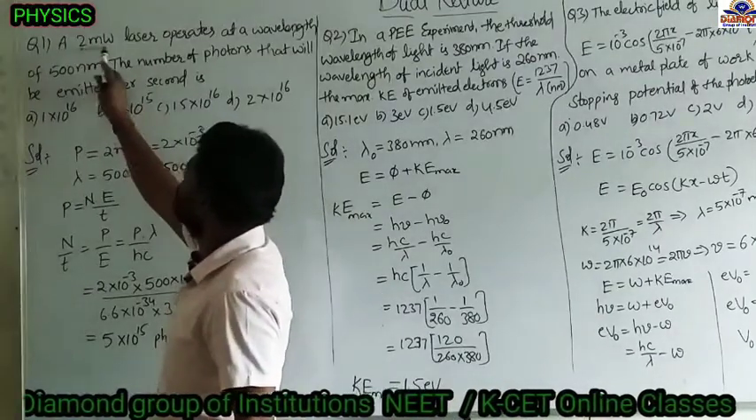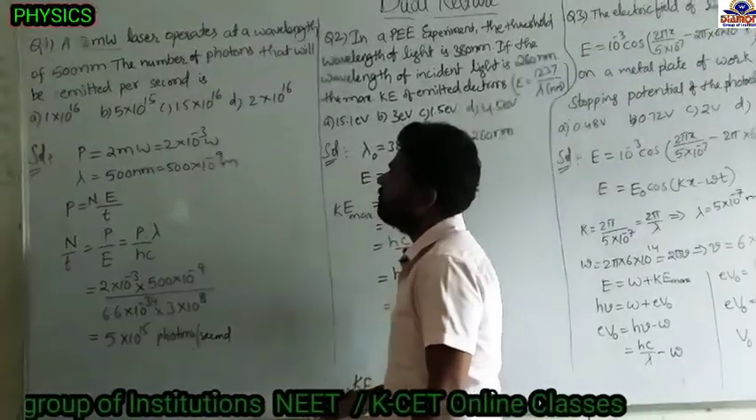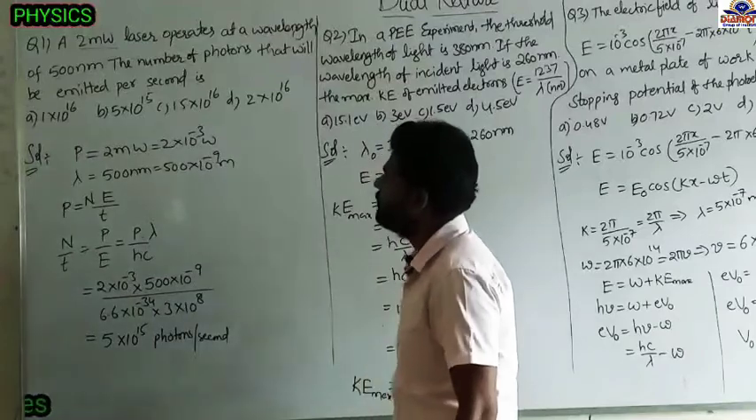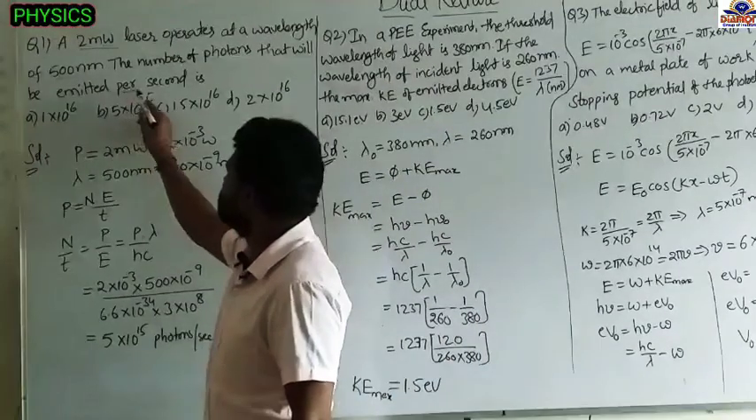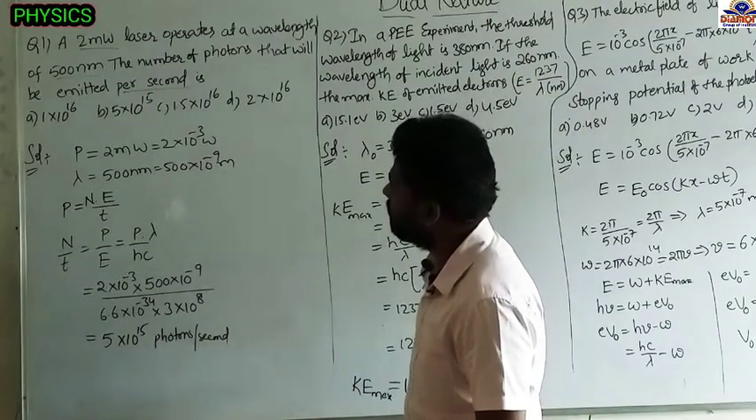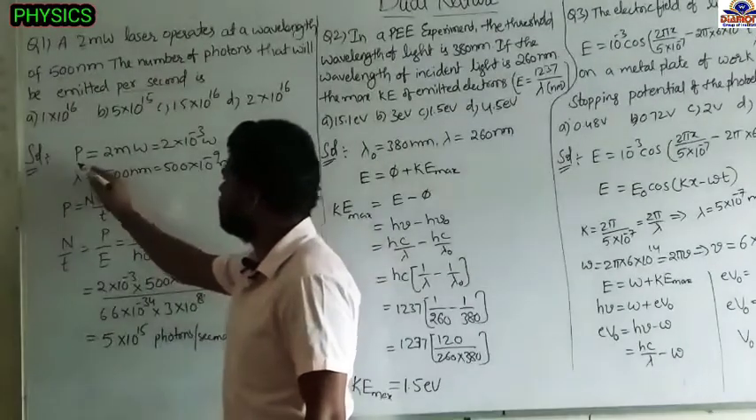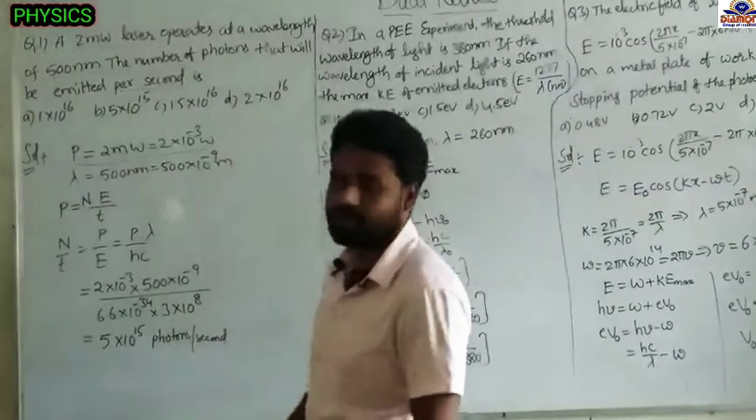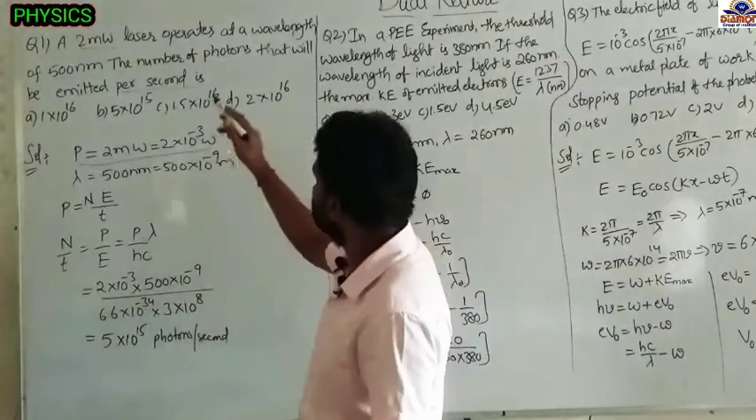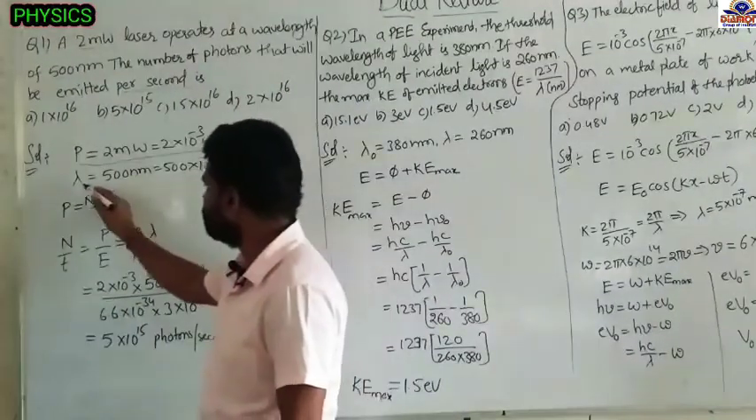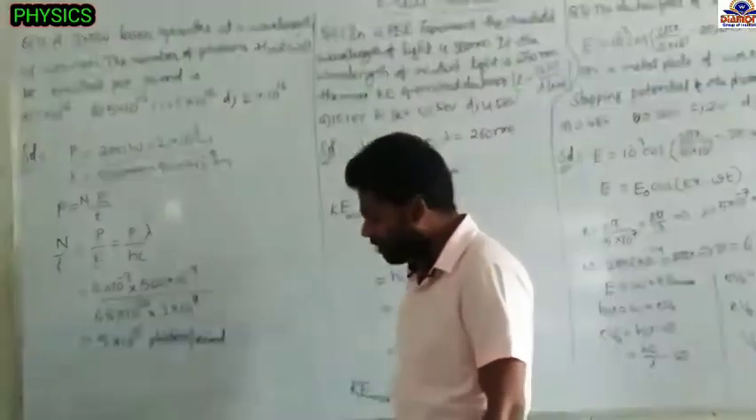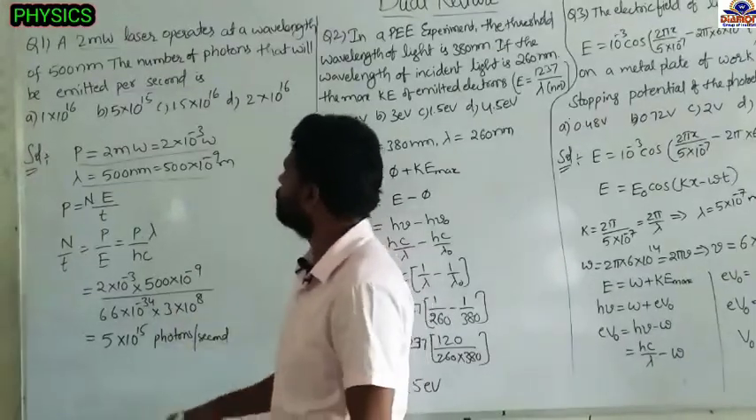A 2 milliwatt laser operates at a wavelength of 500 nanometer. The number of photons that will be emitted per second, we have to find. Okay, now see, first I am going to write the given data. Power equal to 2 milliwatts, 2 into 10 power minus 3 watts, and the laser operates at wavelength equal to 500 nanometer, so 500 into 10 power minus 9 meters. Now we have to find the number of photons emitted per second.